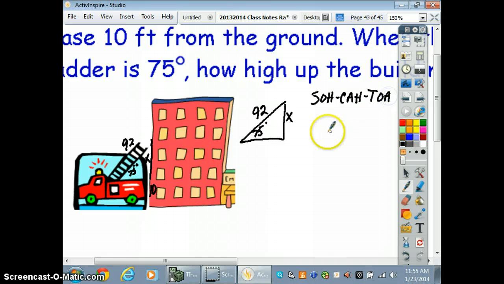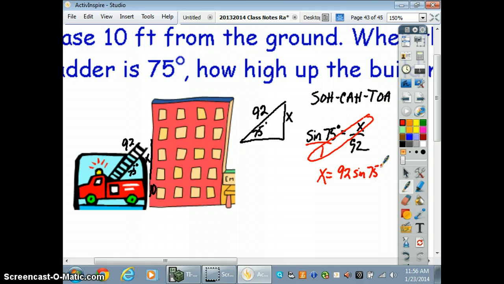Let's see what I got here. Opposite, hypotenuse: sine. So the sine of 75 equals opposite x over hypotenuse 92. Cross products. Let's put it over 1. X equals 92 times the sine of 75 degrees. Okay?